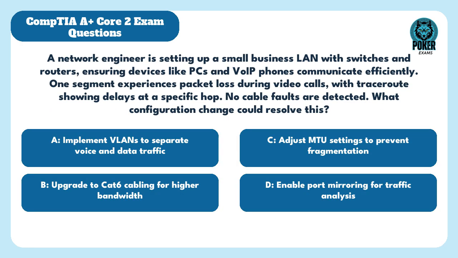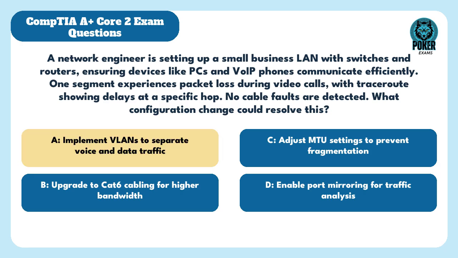Question 4. A network engineer is setting up a small business LAN with switches and routers, ensuring devices like PCs and VoIP phones communicate efficiently. One segment experiences packet loss during video calls, with traceroutes showing delays at a specific hop. No cable faults are detected. What configuration change could resolve this?